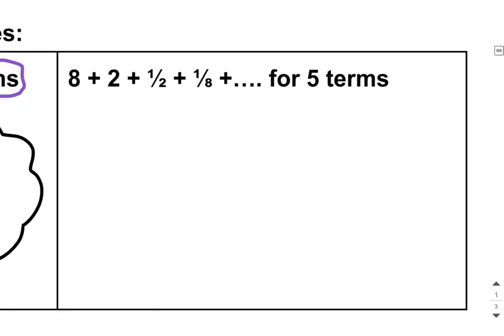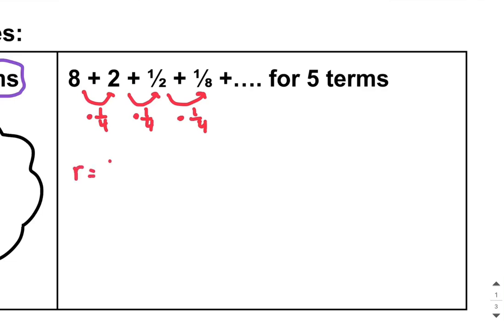And the last one, I want you to try this example on your own. So pause this video and try this example on your own. Okay, what you should have done is found the common ratio first. As I go from term to term, to get from 8 to 2, what do I have to multiply by? 1/4. To get from 2 to 1/2, I have to multiply by 1/4. To get from 1/2 to 1/8, I have to multiply by 1/4. This is probably the pair of numbers that was easiest to find that with.